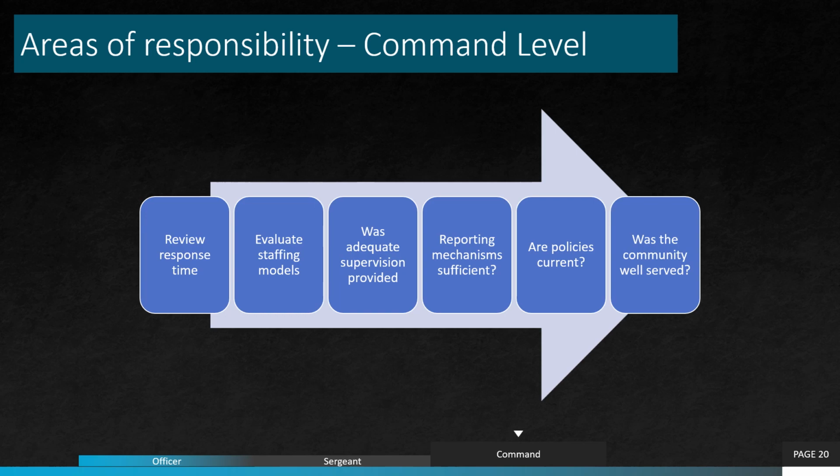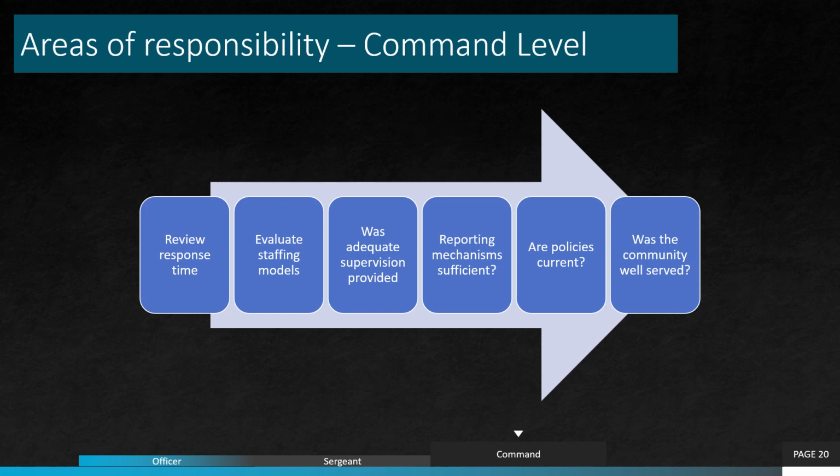So now we're going to jump up into that command level. That might be the lieutenant, that might be captains or major or the chief. It really doesn't matter. Any of those command level roles will be doing the same types of functions. So again, going back to the same situation that the officer responded to, they might be looking at it from a perspective: was that response time sufficient? Is that within our expectations for our community? Does our community expect the response time to be that fast, or do they want it to be faster? So they might be looking at it from that perspective.